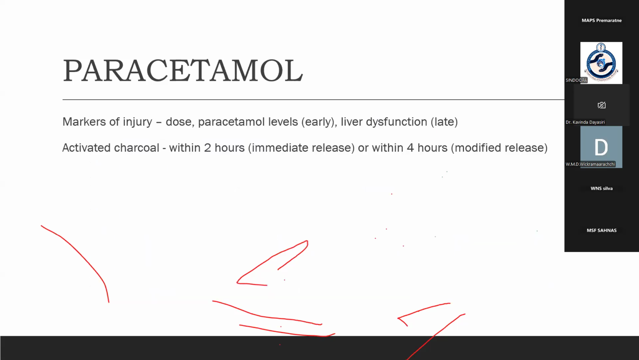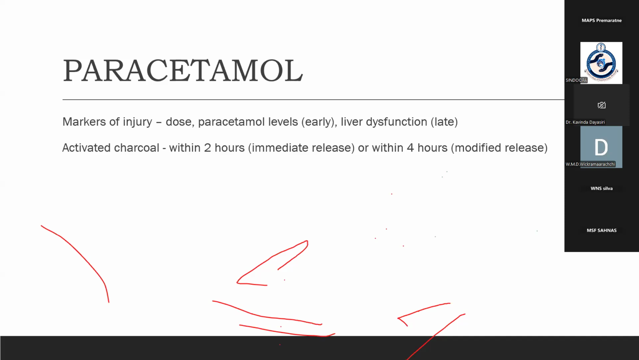The markers of injury: paracetamol levels and the ingested dose. In our country, we don't have paracetamol levels available except in a few centers in the private sector, so we always go by the paracetamol dose. Late markers are liver function. There's no point in doing AST, ALT to identify early toxicity, so we use liver functions only to determine when to stop the NAC infusion. Otherwise, we always go by the dose.